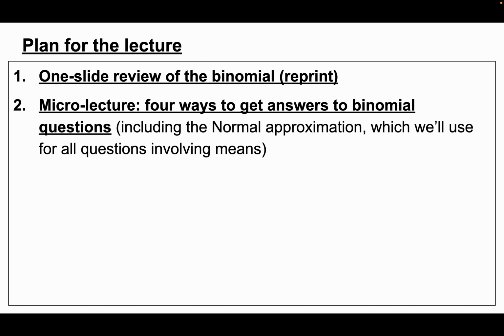Then I'm going to give a brief micro lecture on 4 ways to get answers to binomial questions. So one unfortunate truth about the binomial distribution is that while it's relatively easy to calculate, say, exact binomial probabilities in cases where you've got a relatively small sample size, in a lot of cases where you've got a large sample size, you won't be that interested in an exact binomial probability.